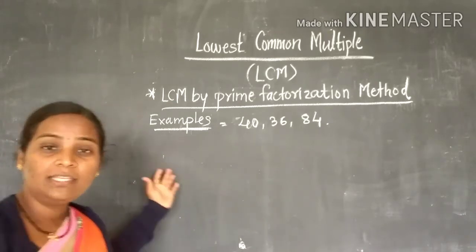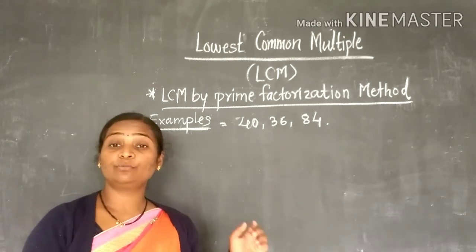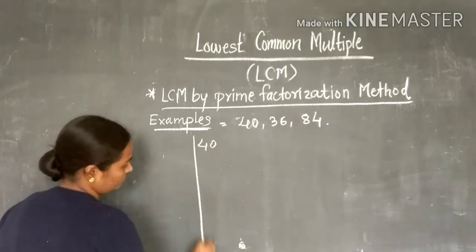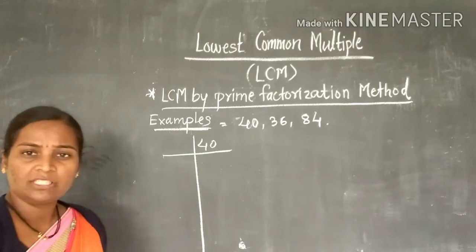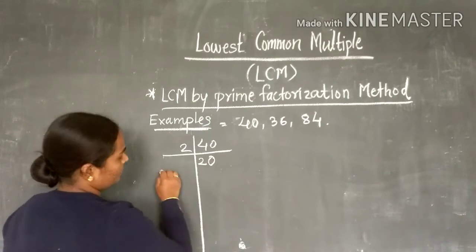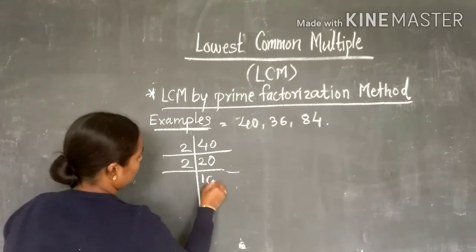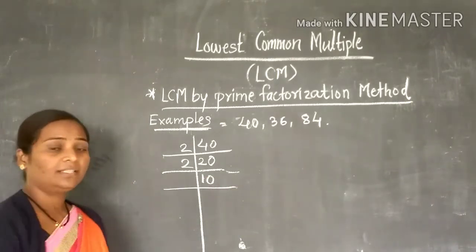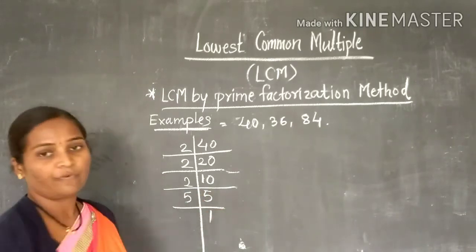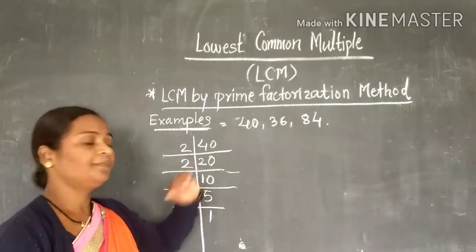How to do this? Here I have taken one example: 40, 36 and 84. Let's start. We will take the first number, that is 40. 40 is divisible by 2. Yes, it is. 2 twos are 4, so 20. Then 2 tens are 20. Then 2 fives are 10, and 5 ones are 5. These are the prime factors of 40.